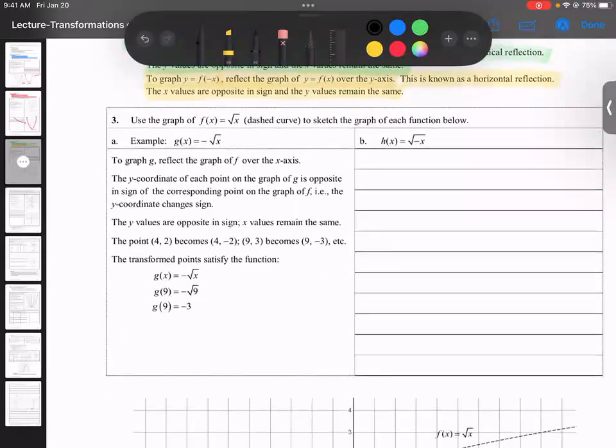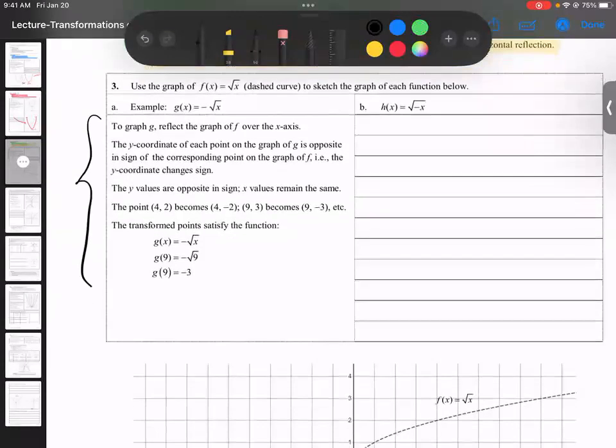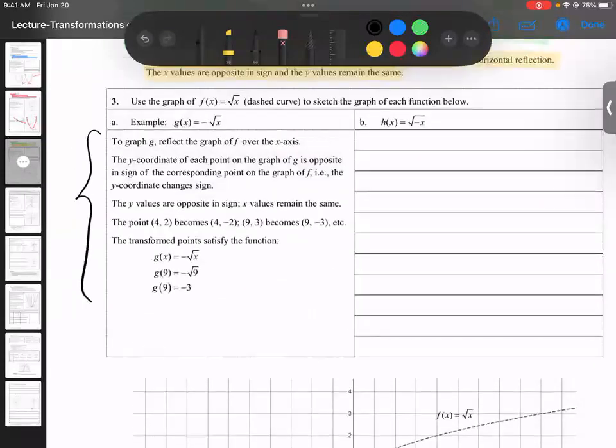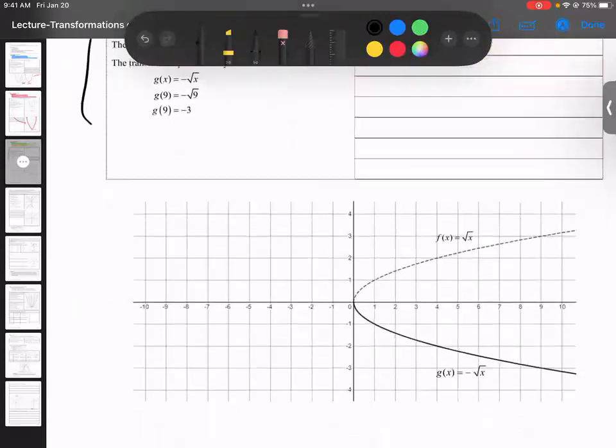Here is an example to show you how algebraically it is opposite. If you look at 9, y equals the square root of 9 is 3, right? But y equals negative square root of 9 is negative 3. You see the y value is opposite. We graphed it in decimal. I'll copy it here. Oh, they already did it right there.